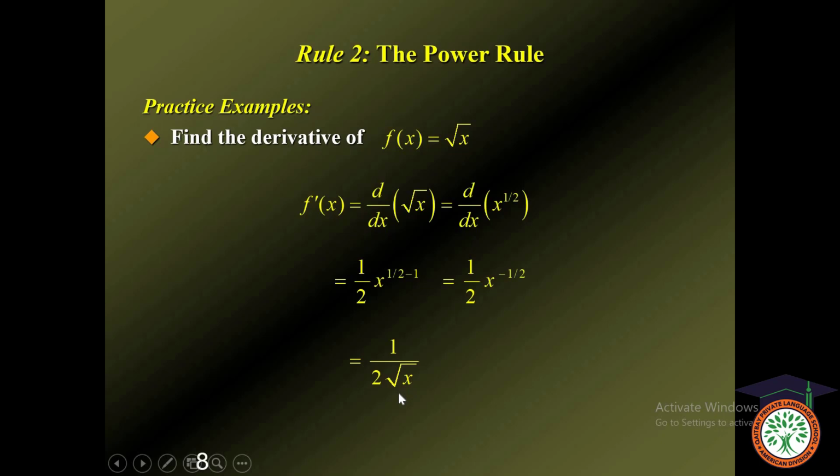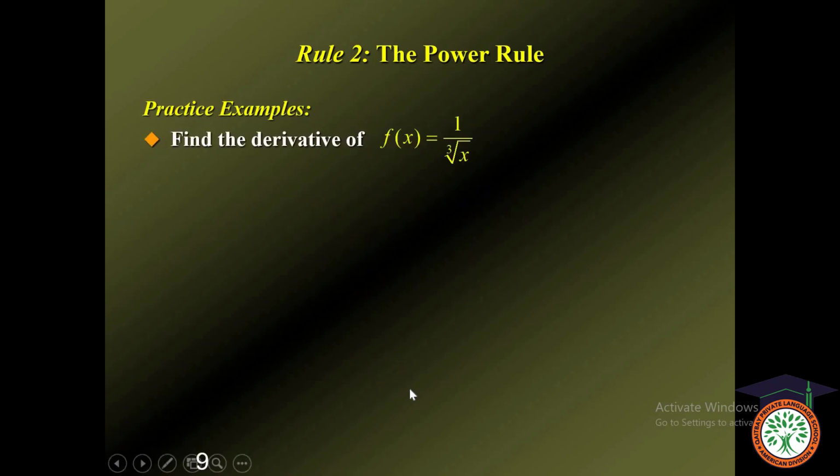So it becomes 1 over 2 square root x. Another example, find the derivative of f(x) equals 1 over cubic root x. Yes, cubic root. How to get rid of the cubic root? Convert to be what? Let's see. It's x to the power 1 over 3, but 1 over 3 is down. Flip to be negative 1 over 3.